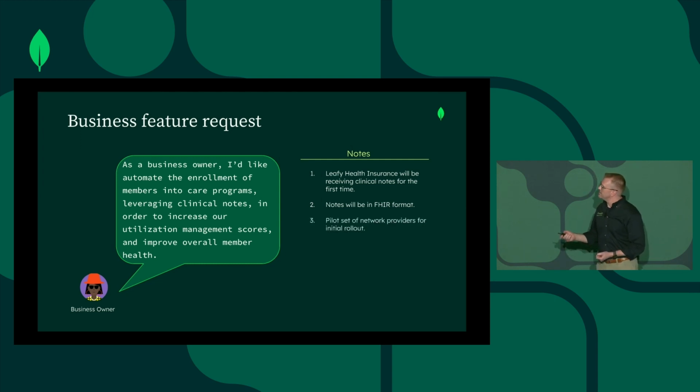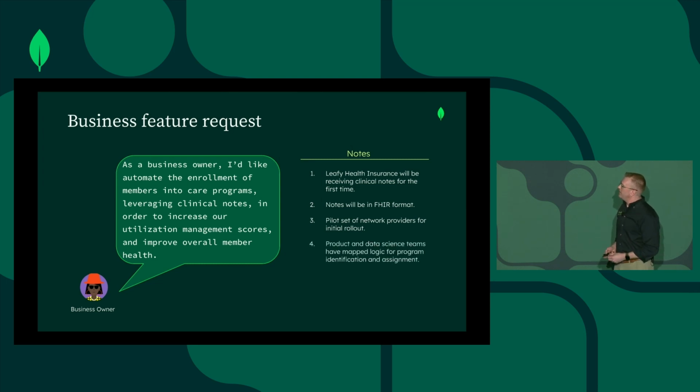We're going to have a pilot set of network providers in this initial rollout. So the feature is going to be rolled out at small scale for now. And we're going to have product and data science teams. These folks have already mapped out business logic for program identification and assignment. So we want to take those clinical notes and then determine, can we assign folks to healthcare programs, to wellness programs automatically? And we've got data science and product folks that have already defined what those programs are.